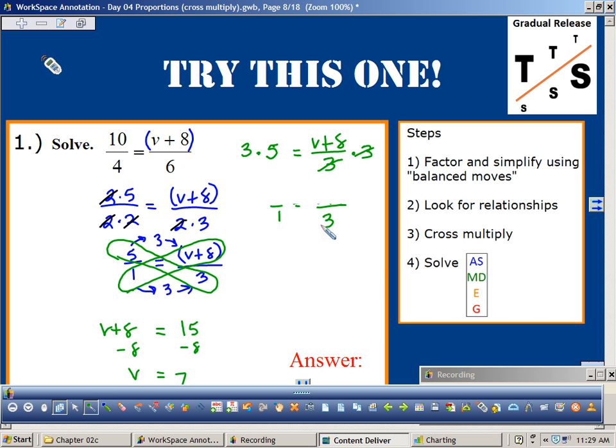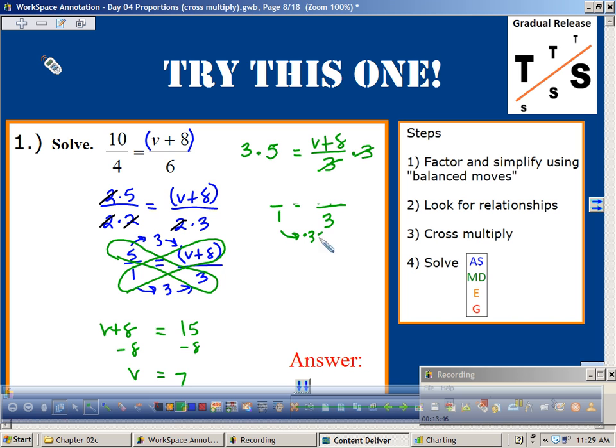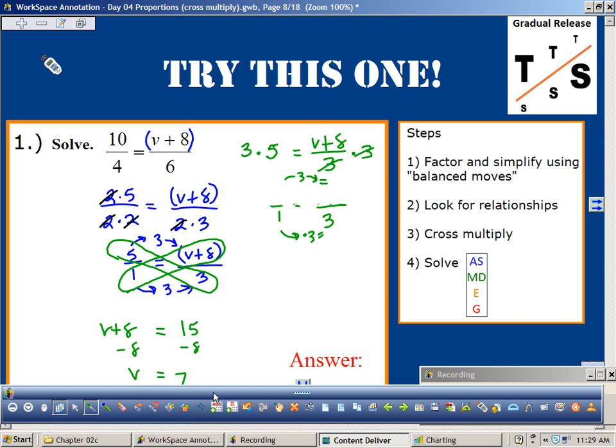How do you get from 1 to 3? You multiply by 3 and it's going to equal 3. So couldn't I do that on the top too? Whatever the top is, doesn't it have to be the same?